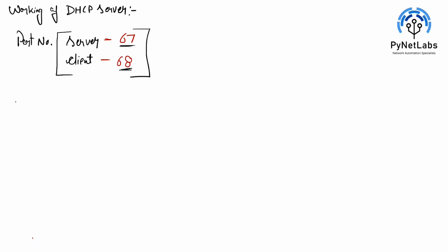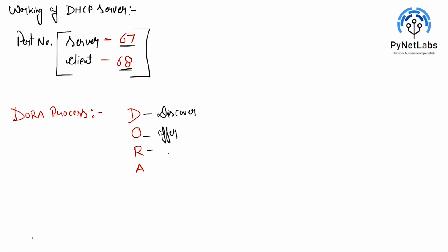Now see how this DHCP server is going to work. It follows a process which is known as DORA. D-O-R-A, DORA. D stands for discover, O stands for offer, R stands for request, A stands for acknowledge. Now let's understand what these processes are and how they work in the DHCP server configuration. For example, let's take a scenario.